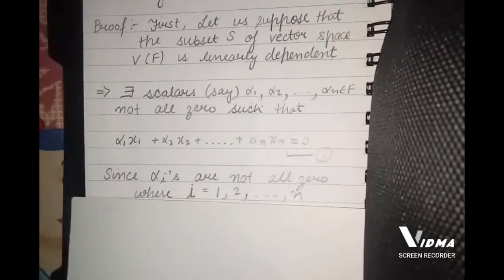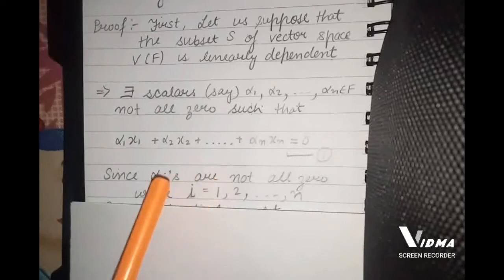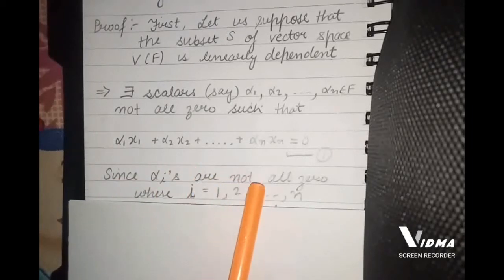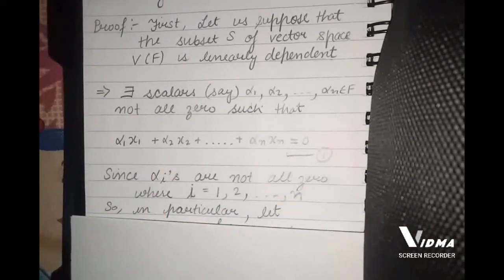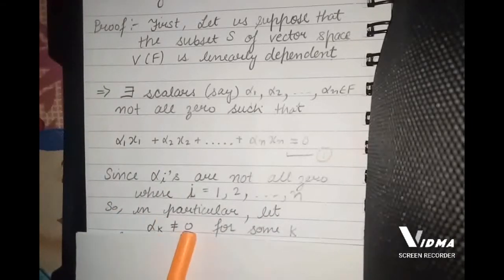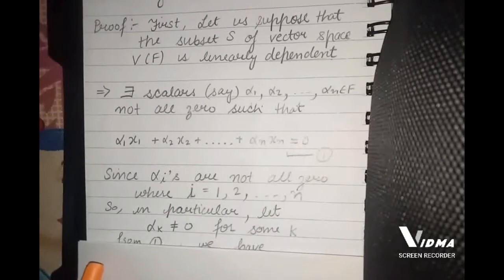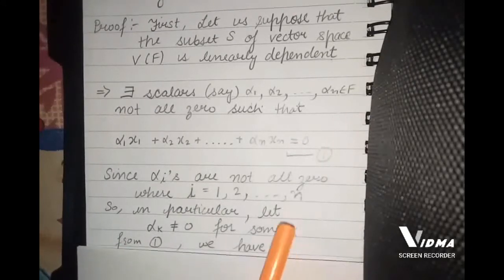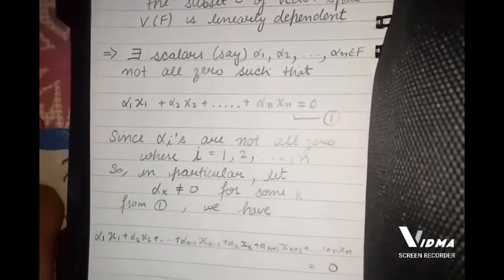Next, since we know that the alpha i's are not all 0, where i is 1 up to n, this means we can take some particular value of alpha i. So in particular, let alpha k be not equal to 0 for some k, right? We have just considered a particular case of that. Now from 1, what do we have? We would have another equation, this one.